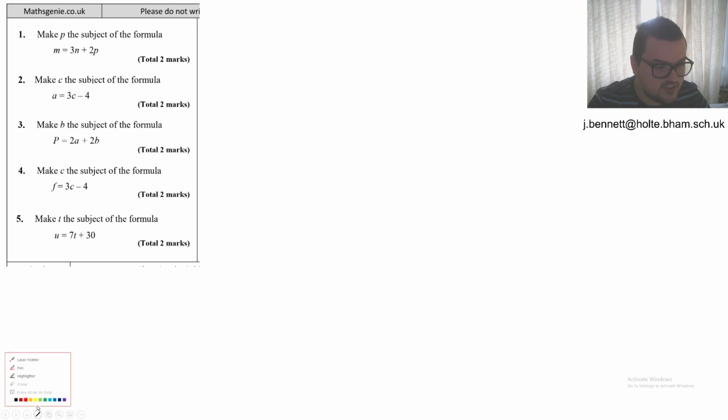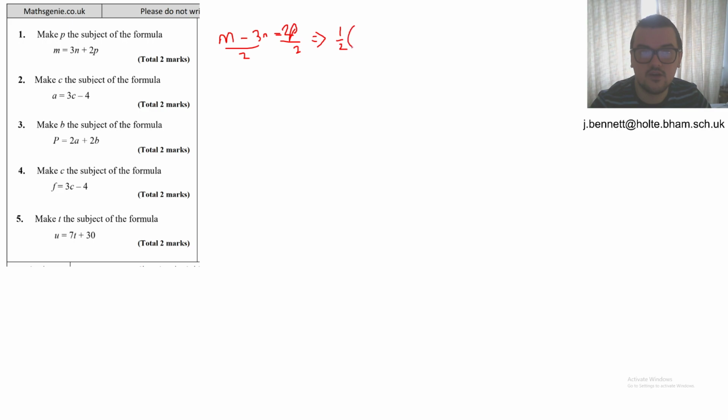So like I say, I've included a lot of questions because these aren't too difficult. Number one, make P the subject of the formula. So we want P by itself. So what we're going to do, we're going to subtract 3n from both sides. So m minus 3n equals 2p. Now we're going to divide both sides by 2 to get half of m minus 3n equals p. That is the answer to part A.